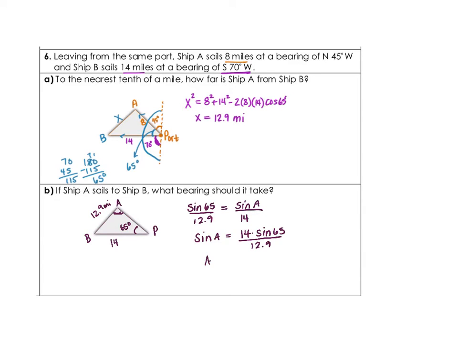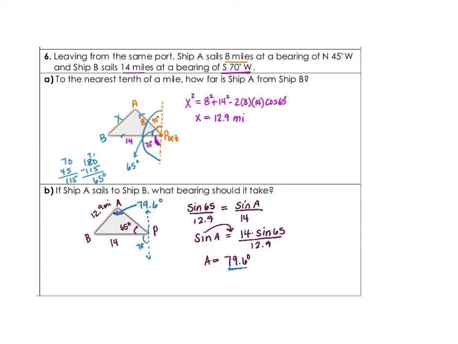And when we do our inverse sine, when we move that sine over, then that angle is going to give me 79.6 degrees. Now we have to be careful because that's not necessarily the bearing that has to be taken. That's just saying that this particular angle right here is 79.6 degrees. So keep in mind here, we already knew from earlier that angle B was at a 70 degree bearing.